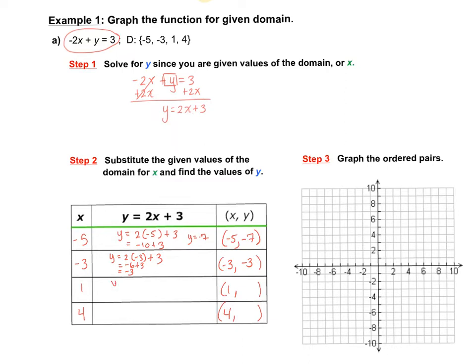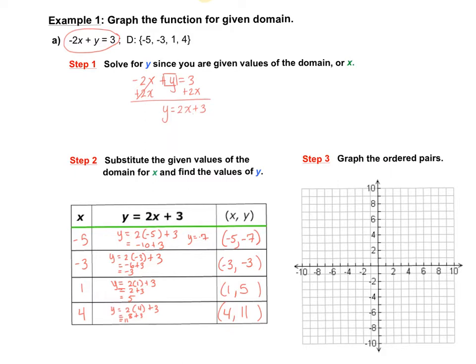Now I'm going to plug in 1 for x. So y equals 2 times x plus 3. 2 times 1 is 2 plus 3, which is 5. So we got 5 for y on that one. And y equals 2 times 4 plus 3, for the 2x plus 3. 2 times 4 is 8 plus 3, which equals 11. So y equals 11. And now we would graph the ordered pairs.